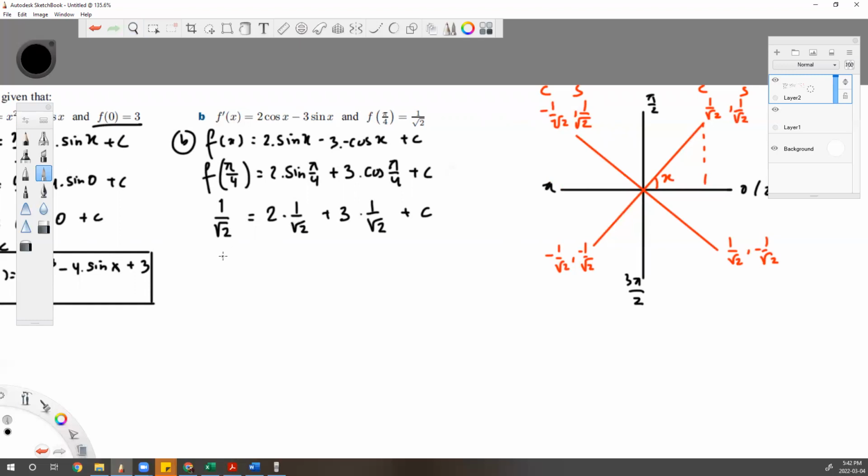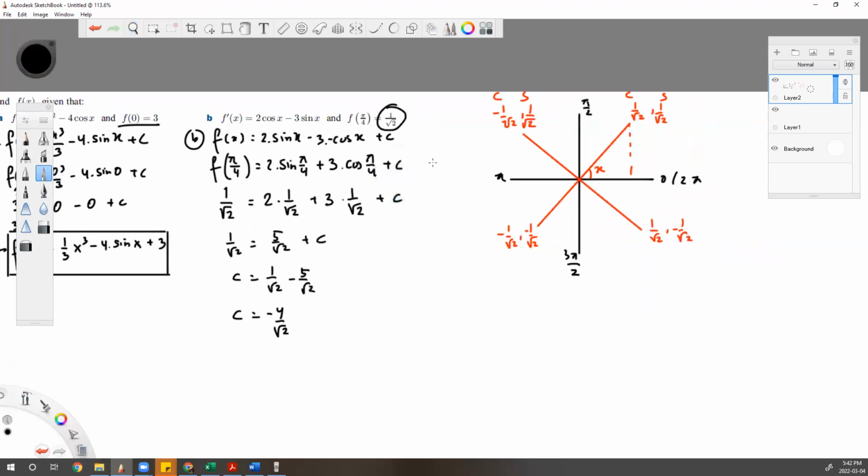And then 1 over square root 2 equals 2 plus 3, 5 over square root 2, plus c. So you can find the value of c. 1 over square root 2 subtract 5 over square root 2. Okay, the question is not giving you the rational number. You need to rationalize by yourself. Times by square root 2 over square root 2. So negative 4 square root 2 over 2. So you can just simplify this, right? Negative 2 square root 2. Okay, done. Oh, not done yet.